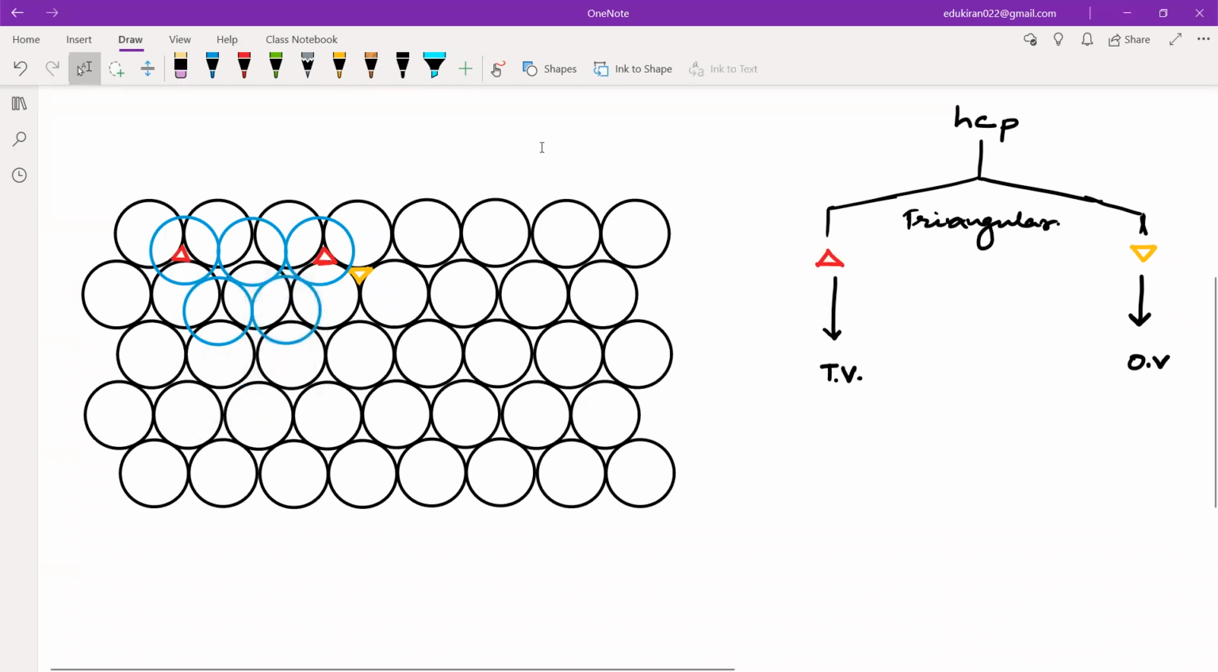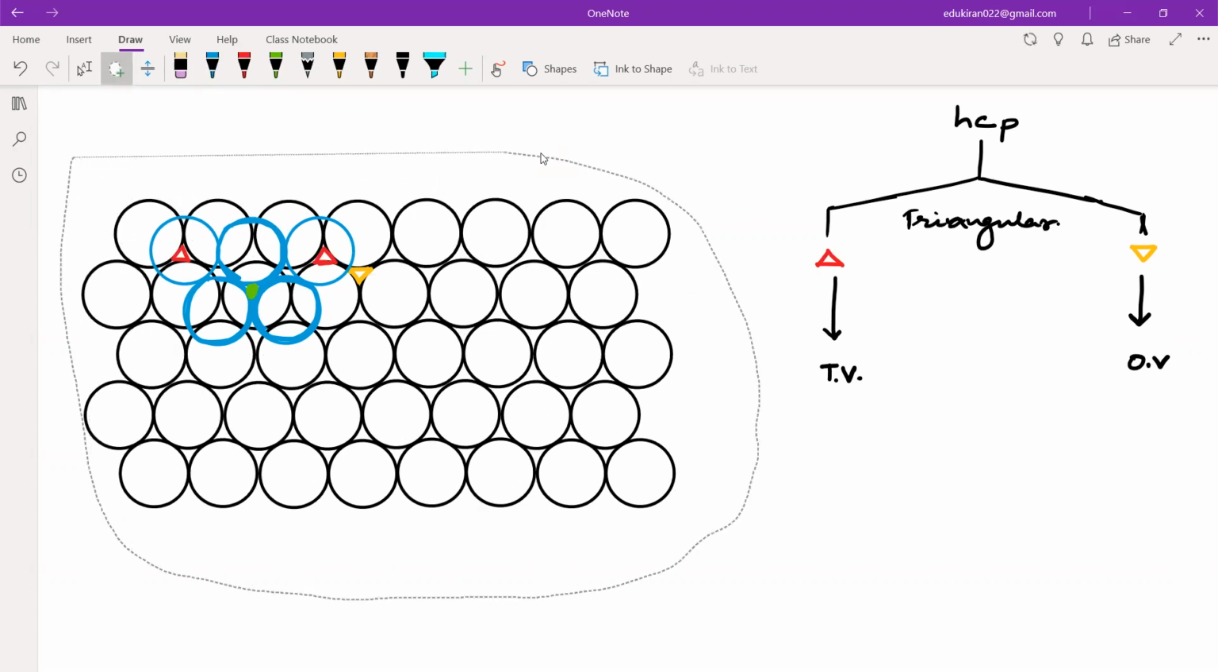Now, I want your focus on these blue atoms. This blue atom, this blue atom, and this blue atom. Can all of you see this void here? Yes or no? What kind of void is this?